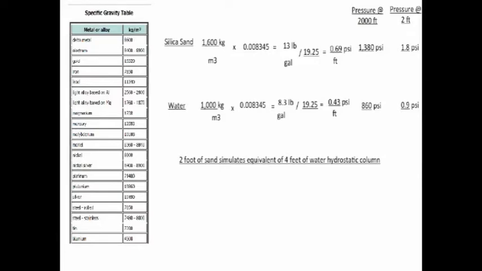Here is an equation of the pressure of silica sand and water per foot. This was calculated using their specific gravity. I calculated silica sand to have a 0.69 psi per foot and water to have a 0.43 psi per foot. To put this into perspective, in regards to the pressure from the density of the crust, silica sand is 1,380 psi at 2,000 feet and water is 850 psi at 2,000 feet.